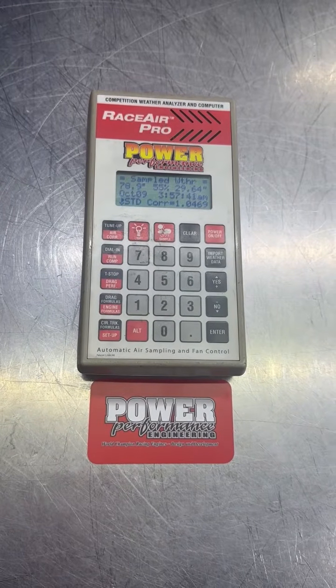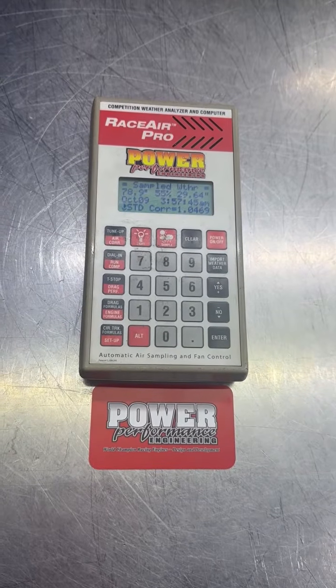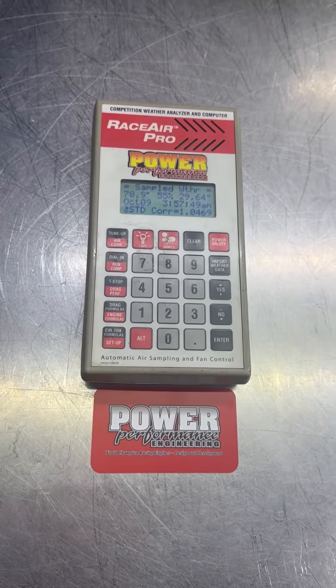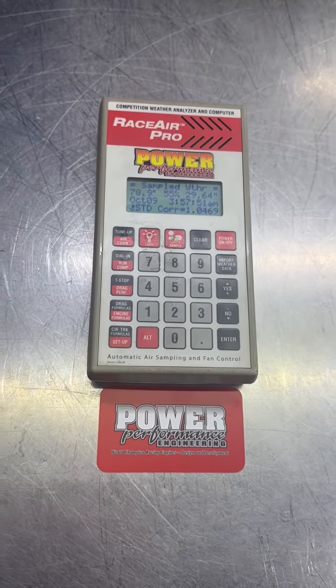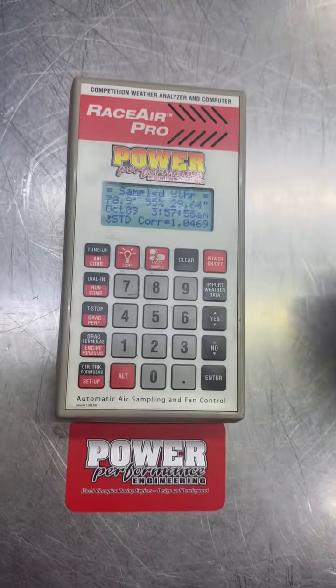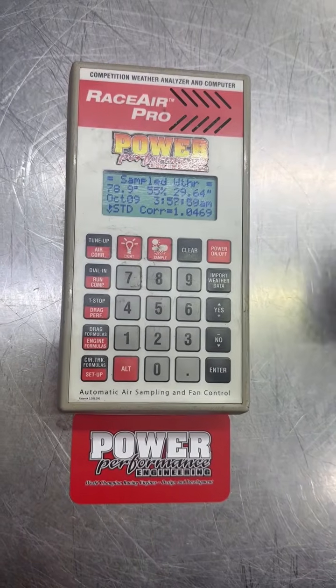You see a lot of fudging in these numbers to make them what people want them to be, but if it's adhered to correctly, they're pretty tight. So what we have here: temperature first, second is humidity, third is barometric pressure. You can see it's really low right now because of the storm coming in.